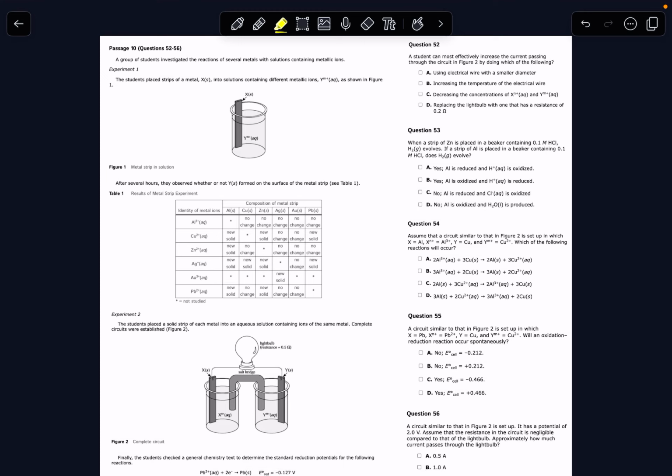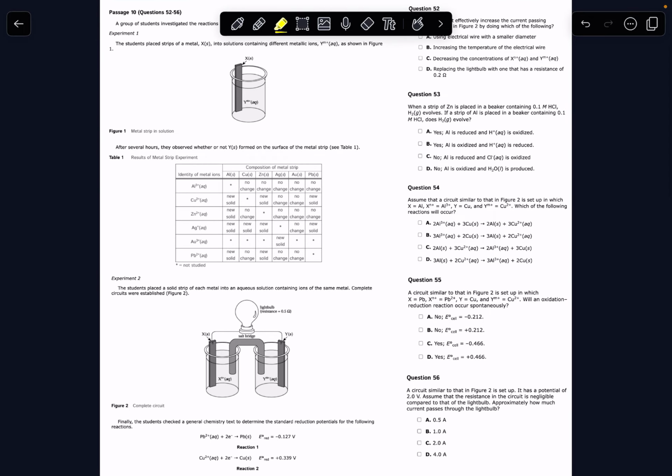Today I want to do a chemistry passage from the AAMC Full Length 1 CP section, passage 10. So we have 5 questions that we're going to do after we read the passage.